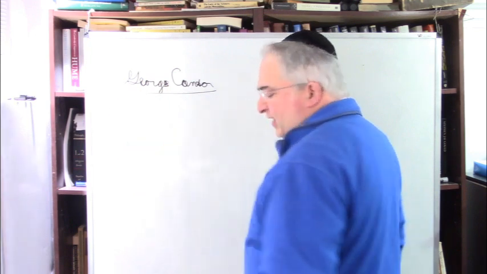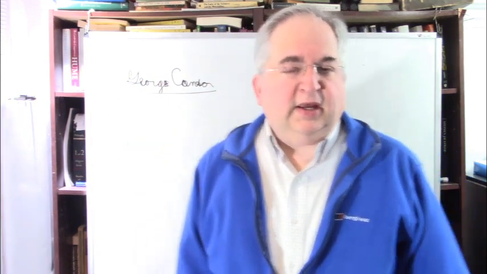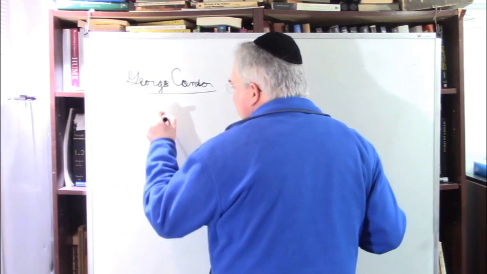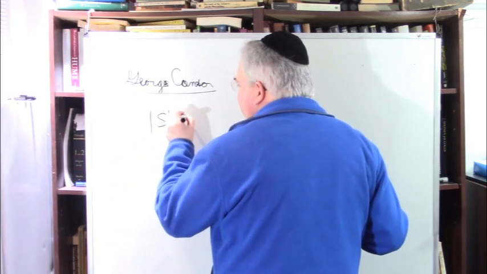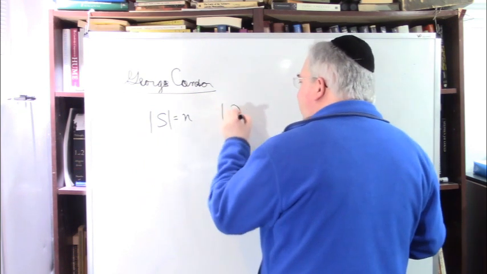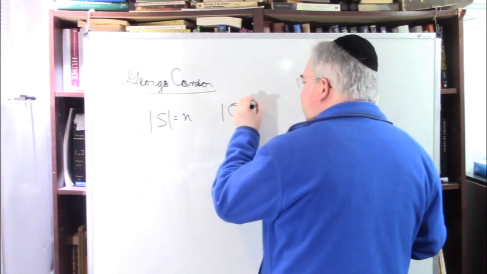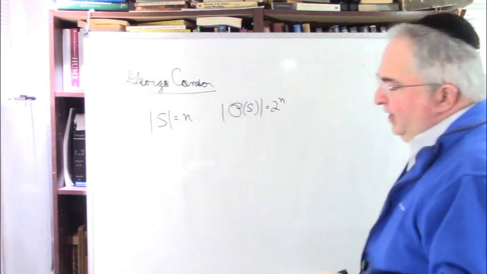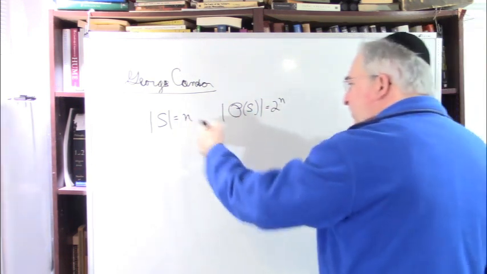In the 1880s, 1890s, a little bit later, he did some early work in set theory, and what he found was there are different levels of infinity. So let's go a little slowly. We have the following idea. If there are n elements in a set S, then the power set of S has 2 to the n elements. And the point is, this is much bigger than this.